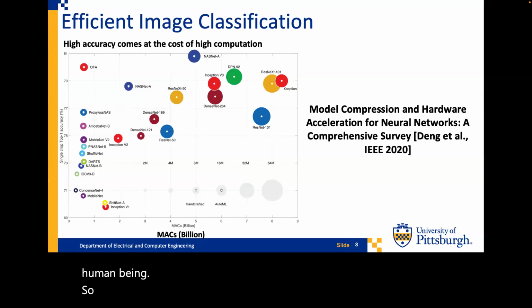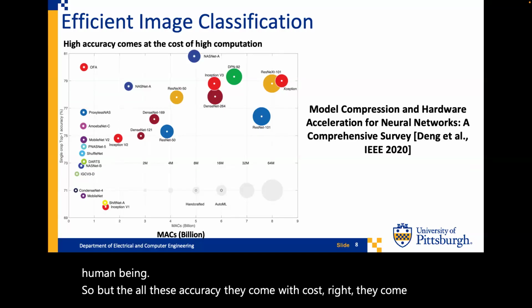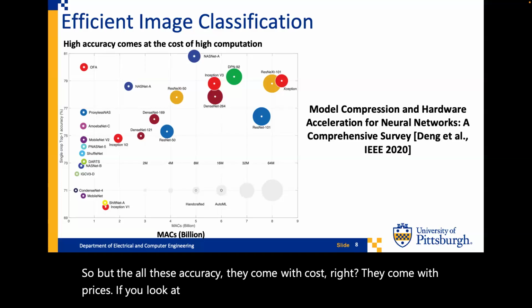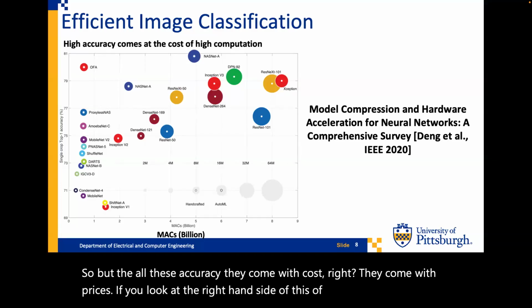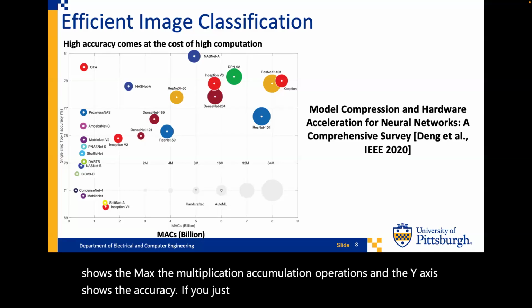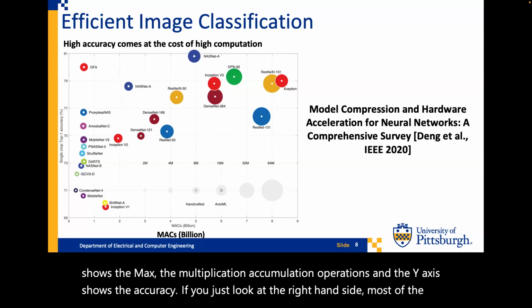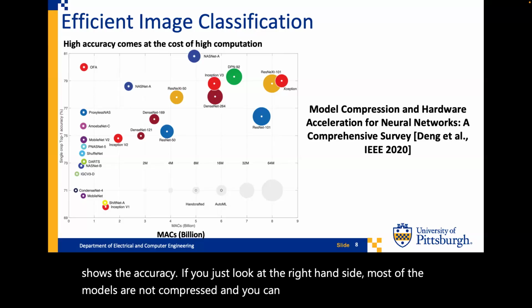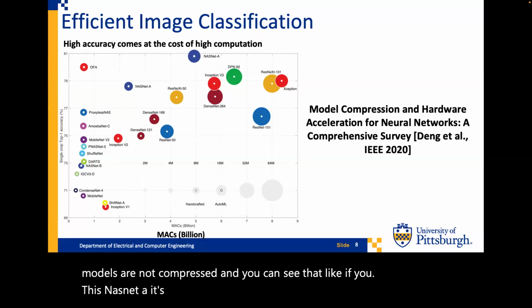But all this accuracy comes with a cost, right? It comes with a price. If you look at the right-hand side of this figure, the x-axis shows the multiply-accumulate operations, and the y-axis shows the accuracy. On the right-hand side, most of the models are not compressed, and you can see that NASNet-A is about 4.5 billion MACs.